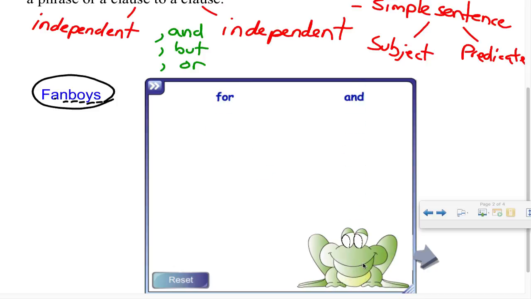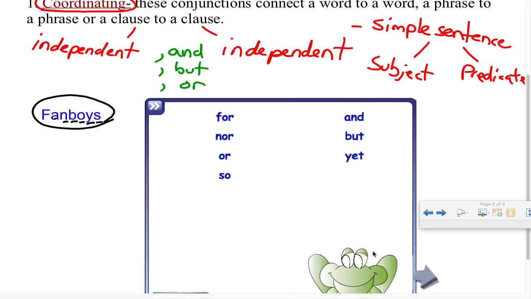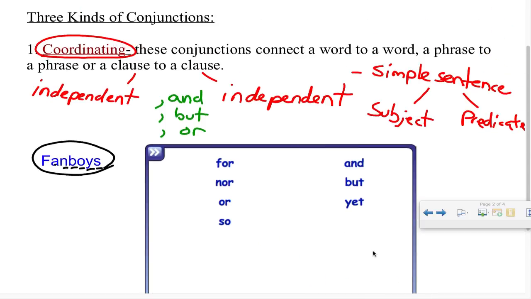For, and, nor, but, or, yet, so. I just thought it would be cool to put that frog on there. So that's pretty much what coordinating conjunctions do. Coordinating conjunctions make compound sentences.